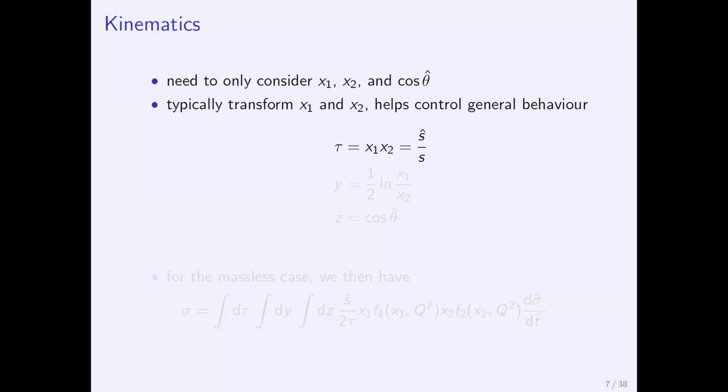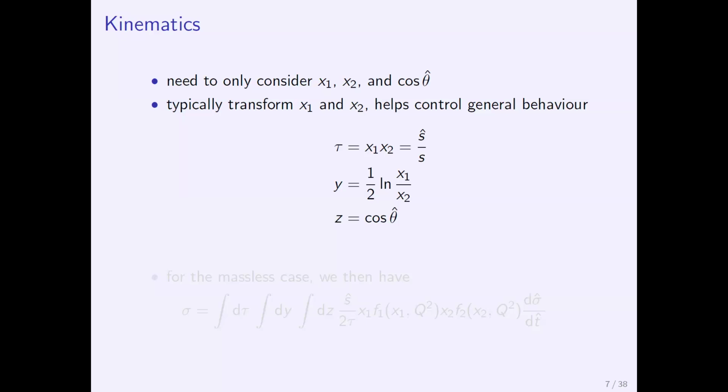So we define this tau here as x1 times x2. So longitudinal momentum fraction 1 times longitudinal momentum fraction 2. And we define that as here, this is just the partonic center of mass energy over the center of mass energy. Then we can do the same thing for y. The reason it's called y is it looks an awful lot like rapidity, right? Except now we have something like x1 and x2. And then finally we have this z, and this z is just defined here as cosine of theta hat.